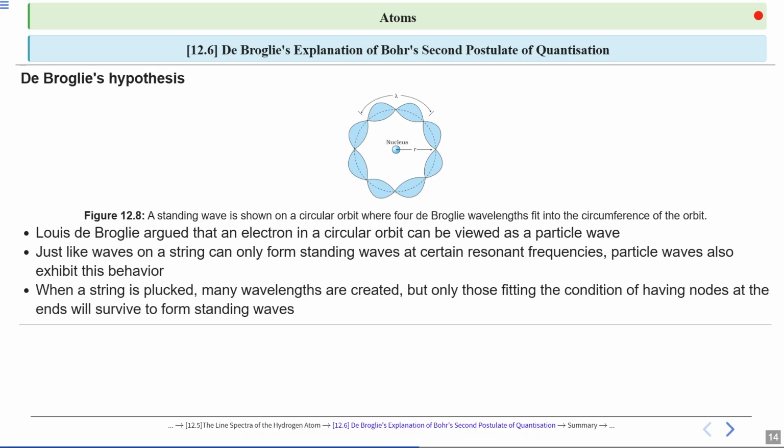When you pluck a string, it tries to vibrate in many ways, but only the vibrations that fit the length of the string with nodes at the ends will last. The same idea applies to electrons. Only the waves that fit perfectly around the orbit will survive. This is why atoms have discrete energy levels.